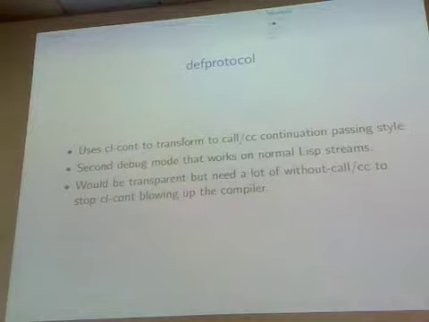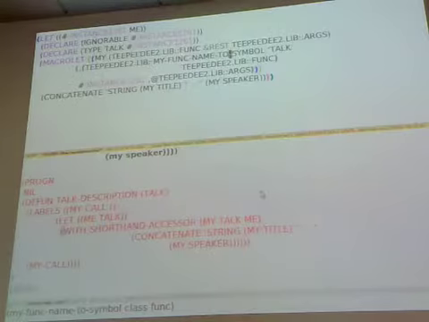Here's the CLConf stuff, this def protocol function. In theory, this would be really great, because you wouldn't have to worry about call/cc at all. You could just write your program as if it was completely imperative, and everything would work out perfectly. Unfortunately not, because CLConf just either crashes itself or blows up the compiler, and the iMessy one is much worse. I'll show you the def protocol thing.